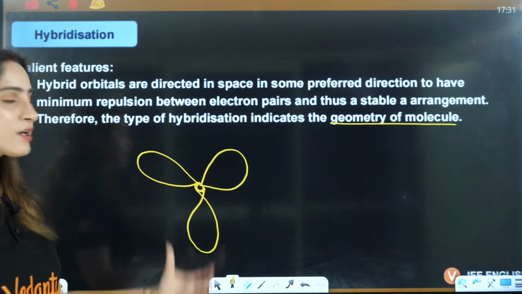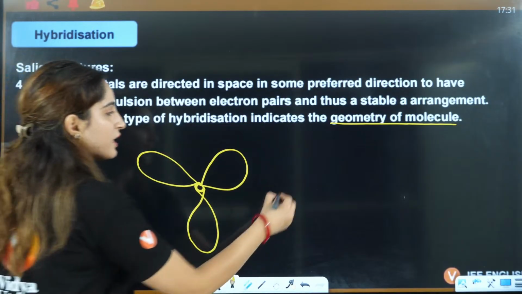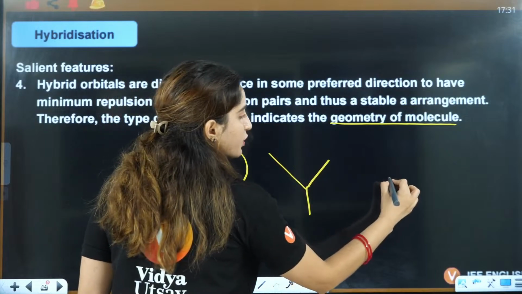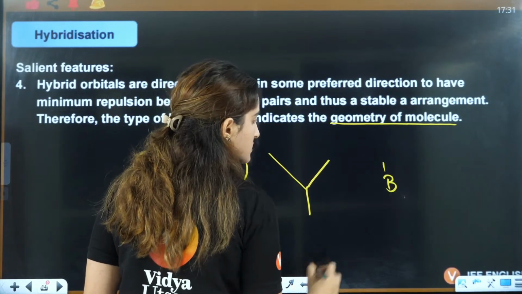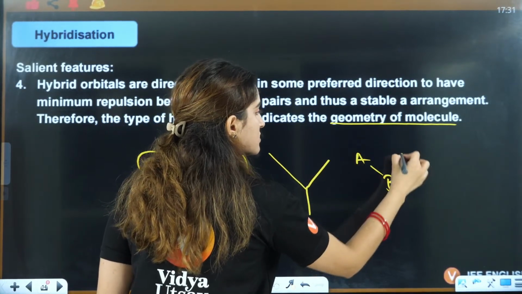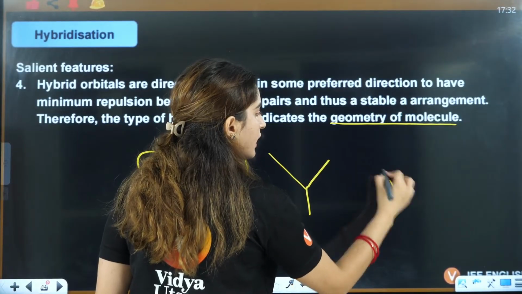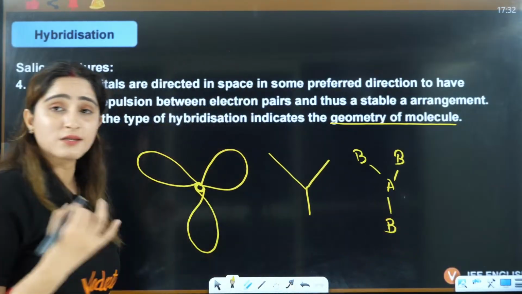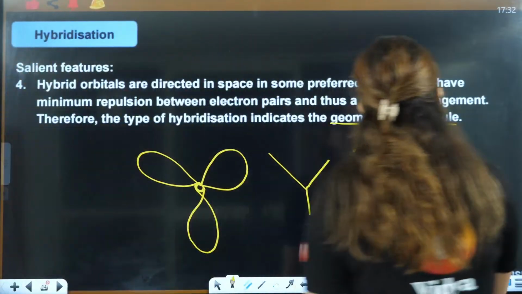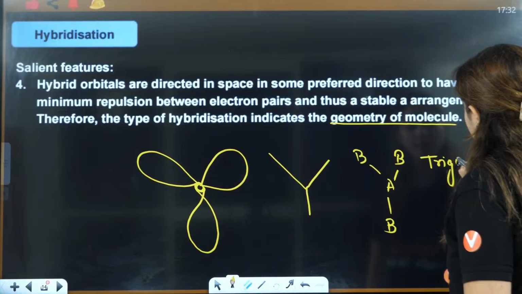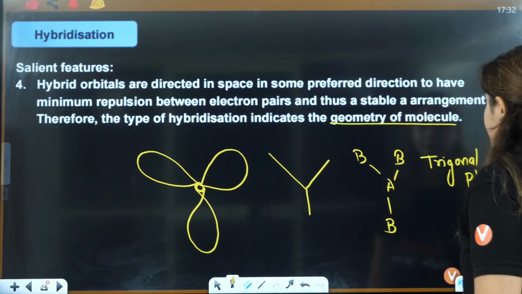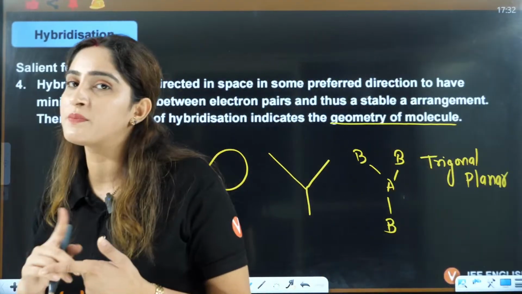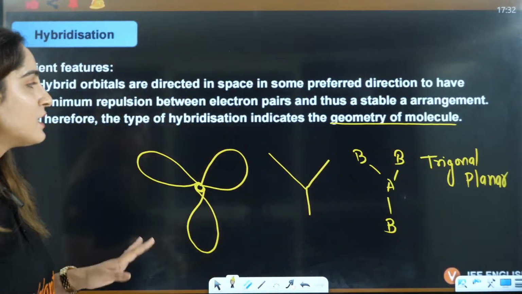Can you say what kind of shape they are making? They are making a trigonal planar shape. So you can see if you have something like this, it will exist like this. A, B, B and B. This is giving rise to a specific shape, that is trigonal planar. I am just giving you one example here. We are going to discuss all the shapes and geometries, don't worry, right?